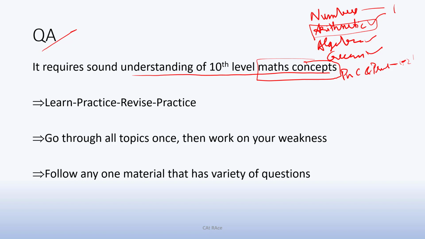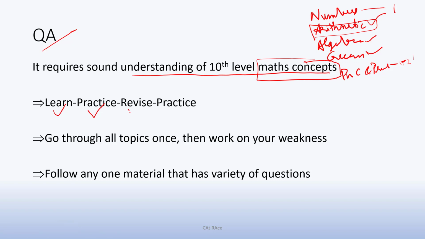So what strategy should you follow for the next 3 months? How should you prepare for this section? One thing I will say: learn, practice, revise, practice. Once you learn a topic, you must practice that topic. If you only learn the concept and do not practice the questions, you will forget that concept. So once you learn a concept, practice questions on that topic.